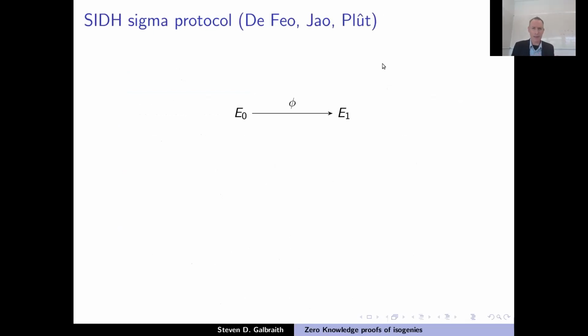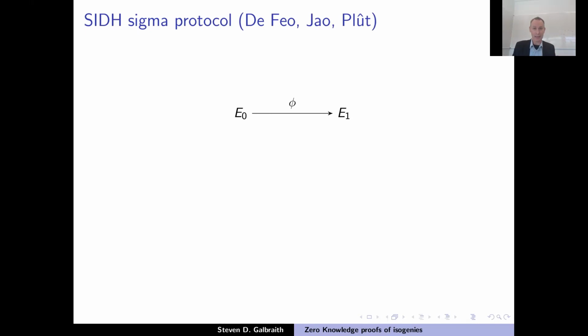All right, so let me explain the basic Sigma protocol from the paper of De Feo, Jao, and Plût. And it's very simple. You want to prove, so the prover knows an isogeny between E0 and E1. And let's really think of this about SIDH. So E0 is what I called E, E1 is EA, and this isogeny phi has degree 2 to the n. So this is a 2 to the n isogeny between E0 and E1.